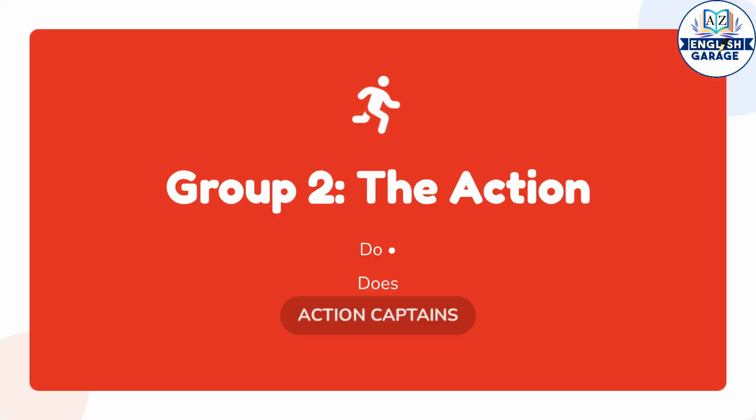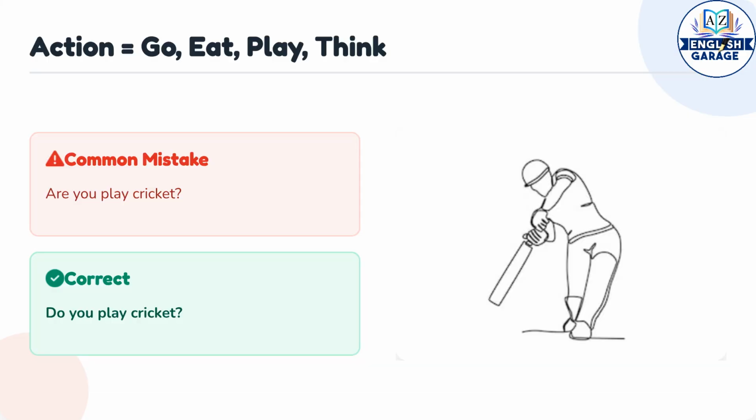Group 2 is the action, using do or does. These are the action captains and are used when there is an action verb in the sentence. A common mistake is using are with an action like, are you play cricket? The correct way is to use do, as in, do you play cricket? Actions include words like go, eat, play, or think.